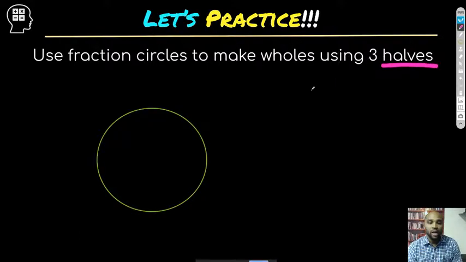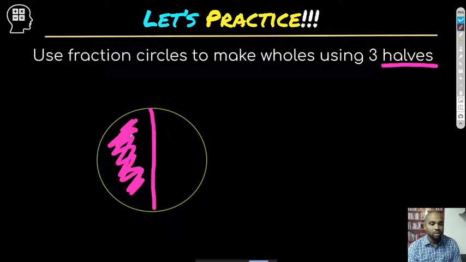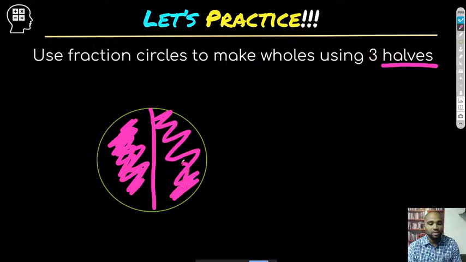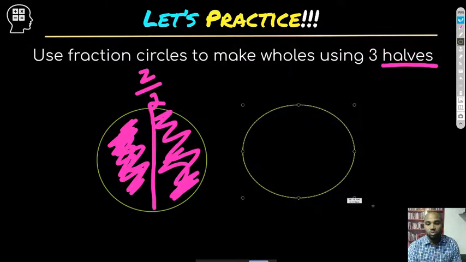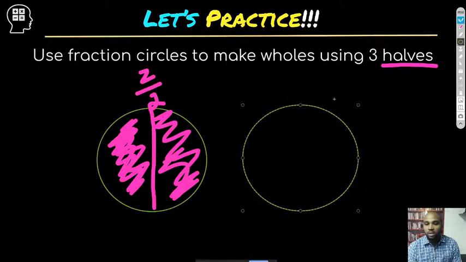Well, how do we represent a half? We're just going to draw a line, right? There's a half. So we want three halves. How many halves are here? We got one half and we got two halves. So we have two halves here. But we need three halves, so we need another circle. Bam. All right, so there's another circle. And we need another half, so break this into halves.